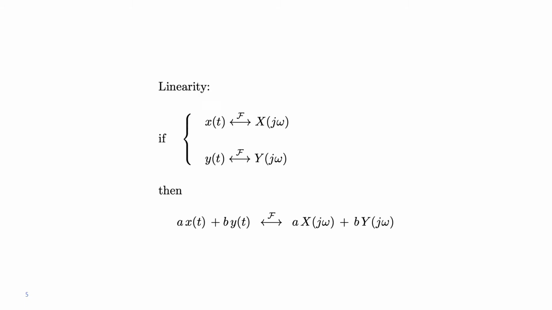So what's linearity about? If you have a signal x of t with Fourier transform x of j omega and another signal y of t with Fourier transform y of j omega, then the Fourier transform of the linear combination a x plus b y is simply given by the linear combination a X of j omega plus b Y of j omega, right? So the linearity property follows readily by applying the definition of the Fourier transform to the linear combination a x of t plus b y of t. And this property also holds for a linear combination of an arbitrary number of signals, not just two.